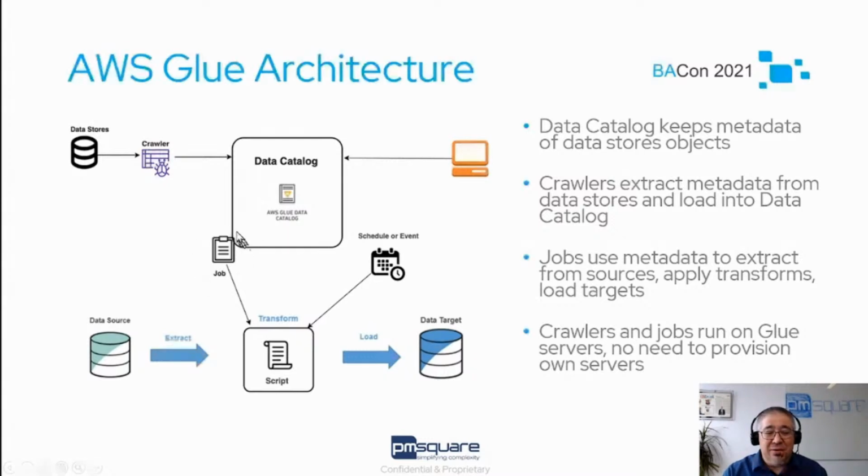Next, we have the Glue jobs, which take the information from the Glue data catalog, use it to connect to sources and targets, and perform any transforms in the middle. Crawlers and the ETL and Glue jobs run on the Glue ETL structure, so there's no need for you to provision your own servers.